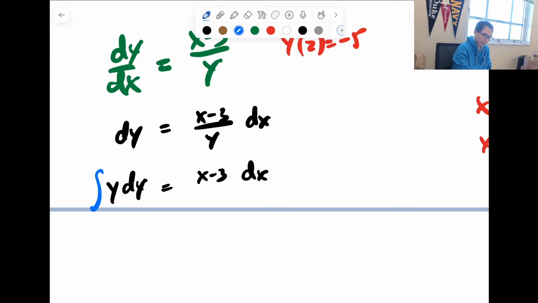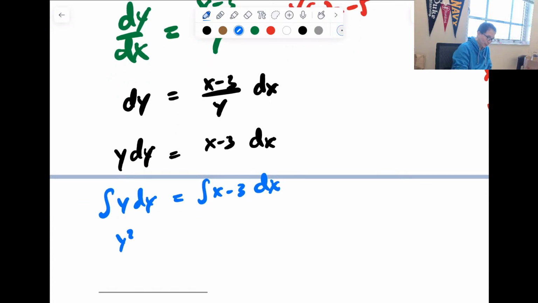Okay, so now I'm going to say the integration of y dy is equal to the integration of x minus 3 dx. This is a simple integral, and this is going to be y squared over 2, and it's equal to x squared over 2 minus 3x plus c. Is that okay?